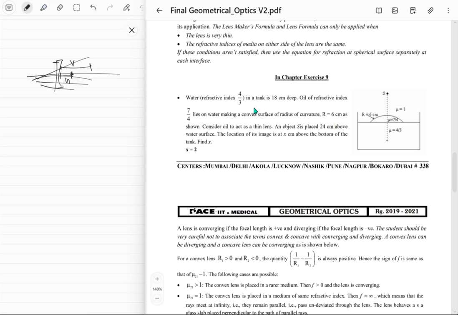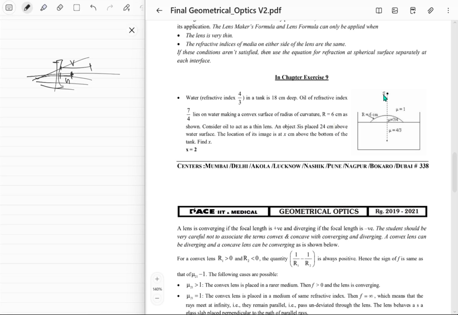Now it's understandable. Okay, water is in a tank 80 centimeter deep. Oil of refractive index 7 upon 4 lies on water, making a convex surface of radius of curvature r. Consider oil to act as a thin lens. An object S is placed 24 centimeter from the water surface. So this is our object. The location of the image is at X centimeter above the bottom of the tank.